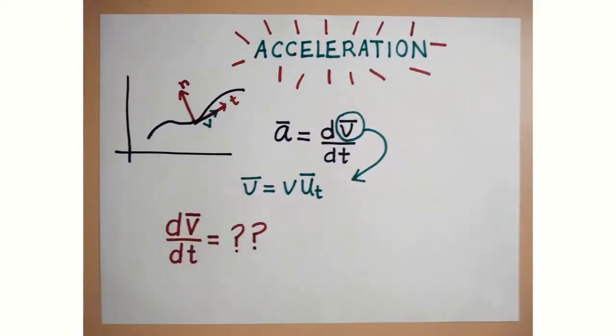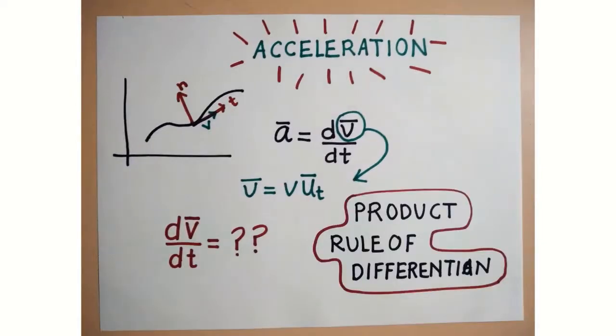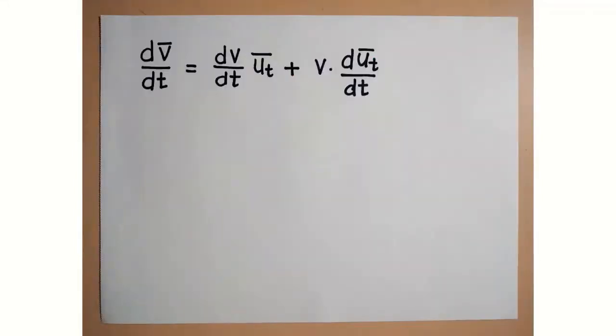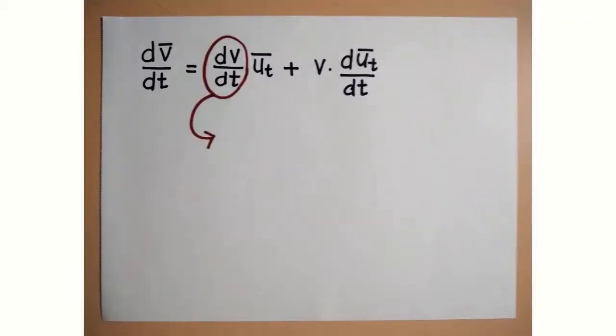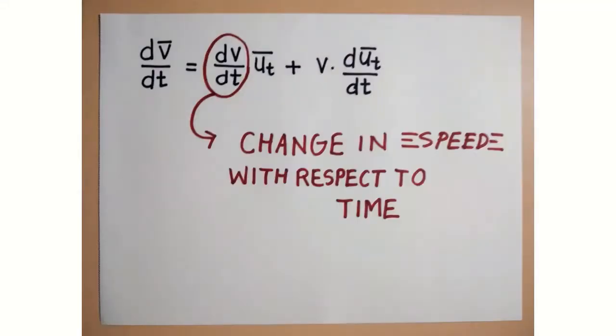To find this, we need to employ the product rule of differentiation. After employing this product rule, we get dv by dt is equal to dv/dt ut plus v times dut/dt. In the right-hand side of this equation, there are two terms, out of which dv/dt simply means the change in speed with respect to time. The other mystery of this equation is the dut/dt. Let us find out more about that.